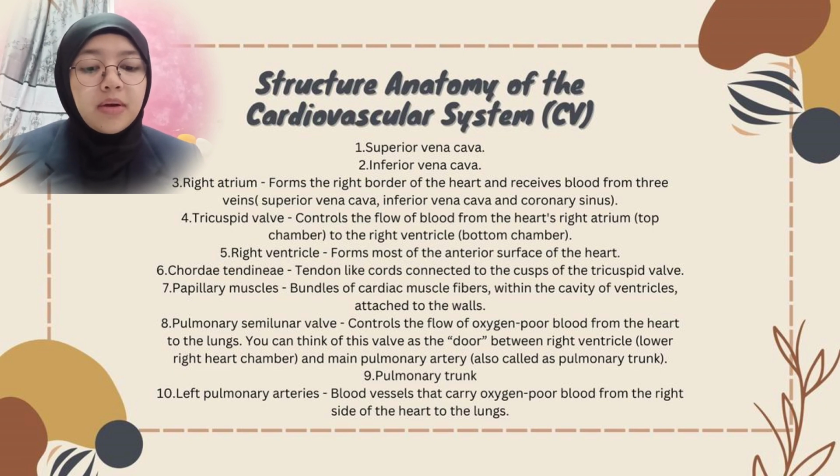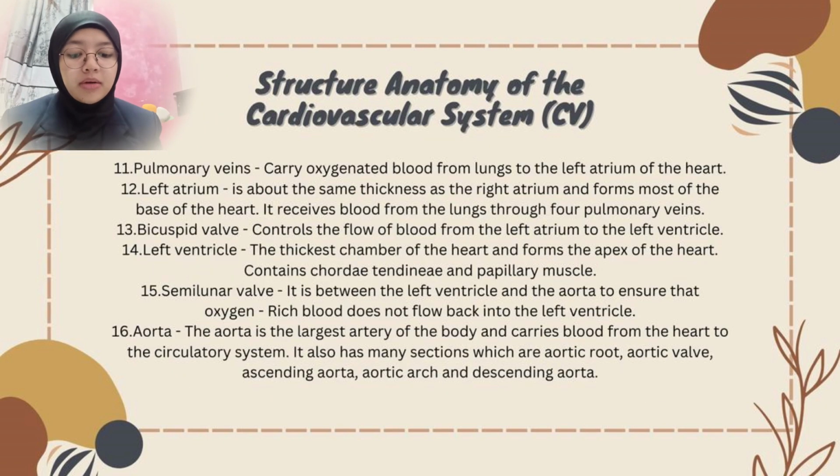Number 8 is pulmonary semilunar valve. It controls the flow of oxygen-poor blood from the heart to the lungs. You can think of this valve as the door between right ventricle, lower right heart chamber, and main pulmonary artery, also called the pulmonary trunk. Number 9 is the pulmonary trunk. Number 10 are left pulmonary arteries, blood vessels that carry oxygen-poor blood from the right side of the heart to the lungs. Number 11 are pulmonary veins.